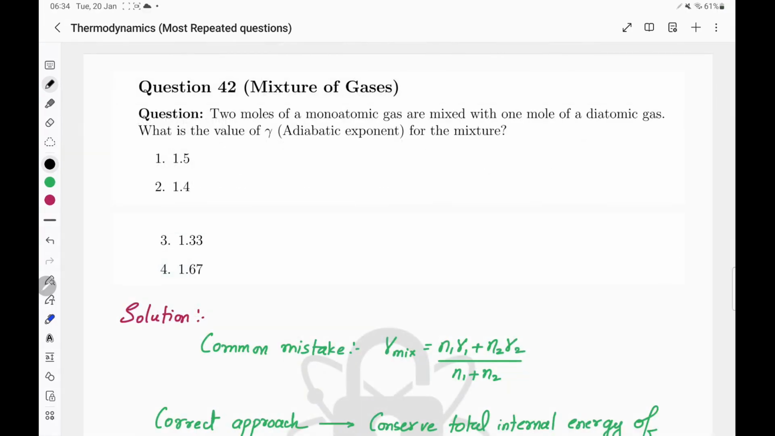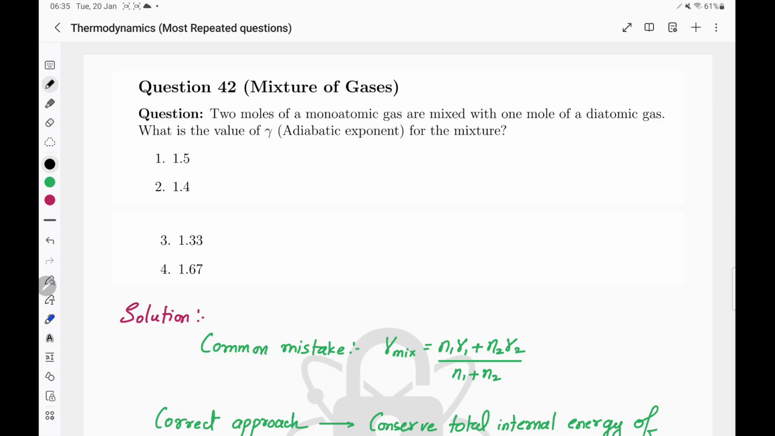Okay students, we are taking one last question for this video. This is a tricky question and most of the time students get it wrong, and it repeats a lot. So let's discuss this. 2 moles of monoatomic gas are mixed with 1 mole of diatomic gas. What is the value of gamma, which is the adiabatic exponent for this mixture?